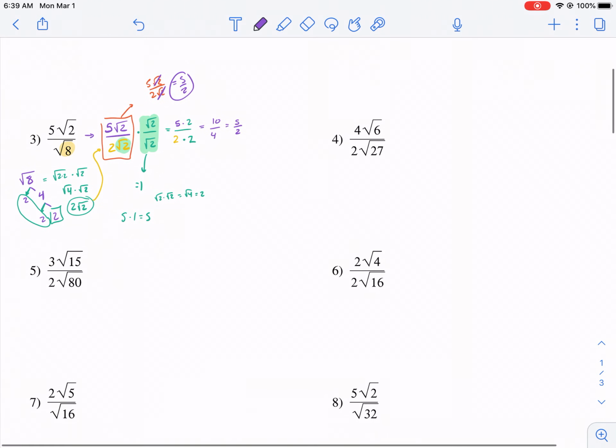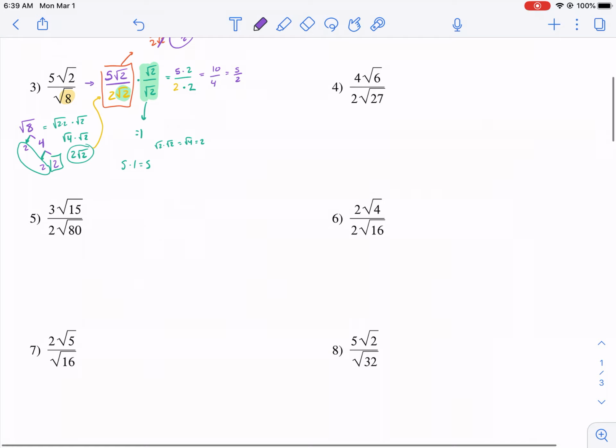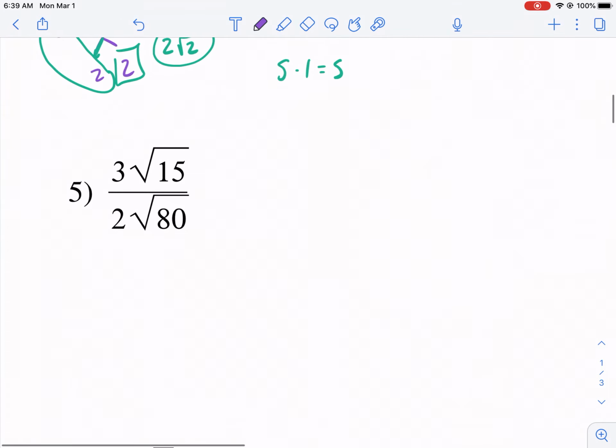Okay, let's get a little harder now. I'm going to skip 4. I'm going to go to one that's a little bit more difficult. How about number 5? So number 5 here, we have 3 radical 15 and then 2 radical 80. Let's go ahead and break this down.